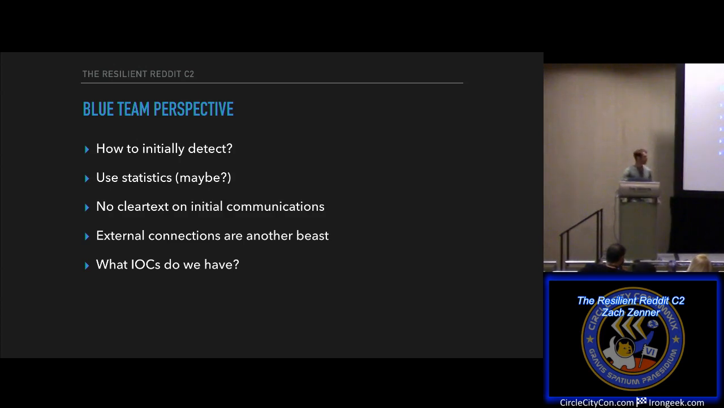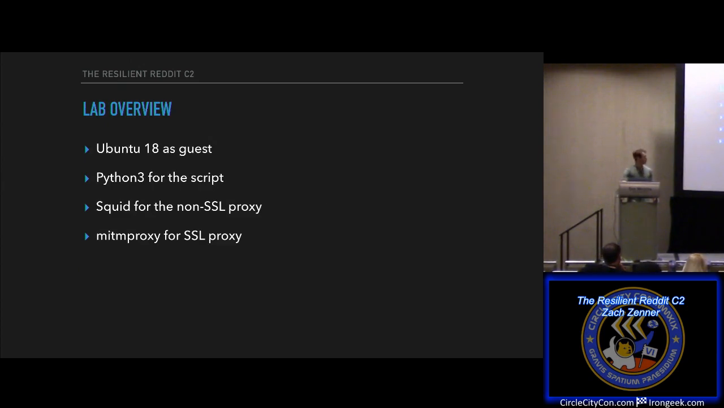So how do you actually get accurate statistical analysis, and what kind of IOCs can we get from this? The answer is you have to man the middle of your encryption. So I set up a lab to actually test this theory out. I have Ubuntu 18 as the guest, I have Python 3 for the script, and I use Squid for the non-SSL proxy.